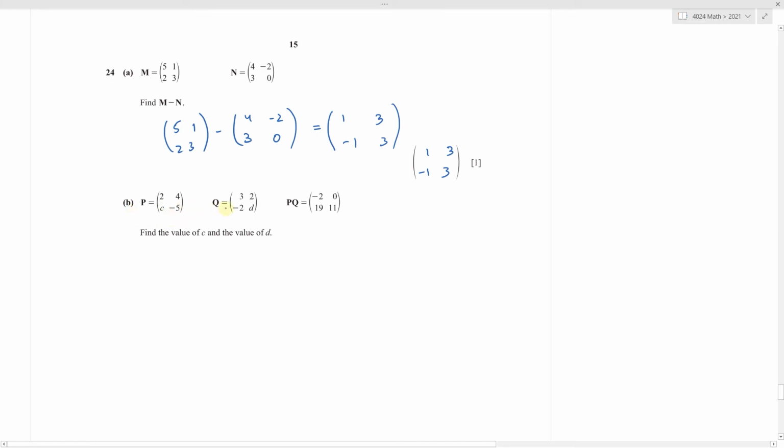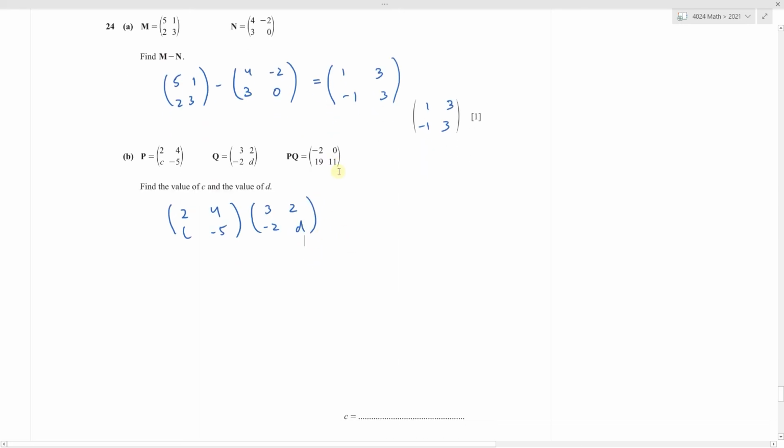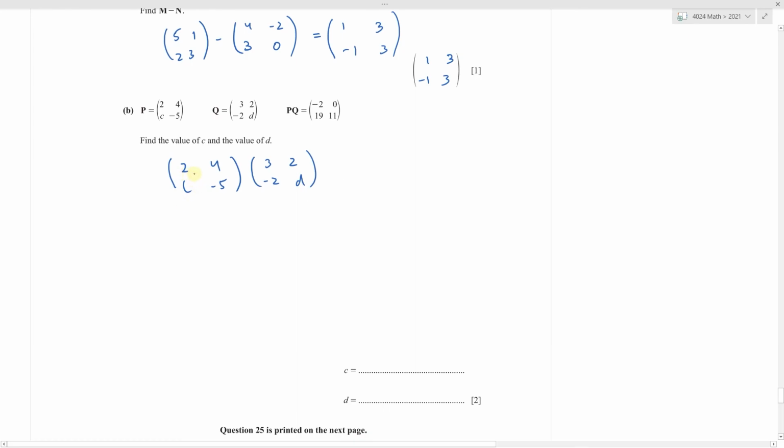Part B is you're given P and Q matrices and then P times Q is this. Find the values of C and D. So let's do the multiplication P times Q. So 2, 4, C, minus 5, and then multiplied by 3, 2, minus 2, D. And we know that this is equal to this value here. So let's first do this multiplication here. So first row multiplied by first column. 2 times 3 plus 4 times minus 2.